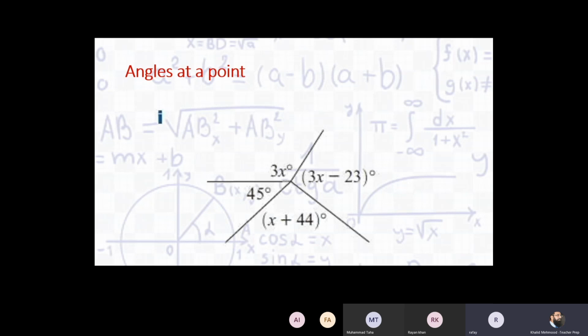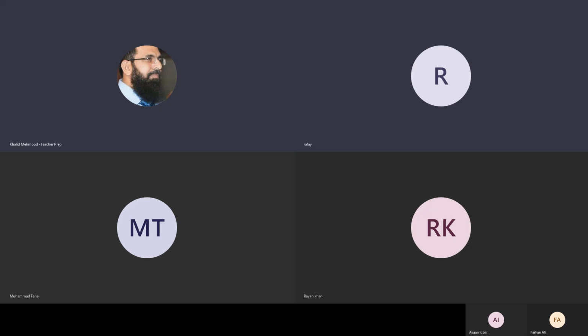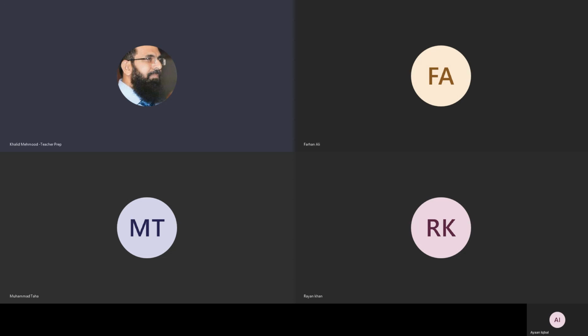So we'll be solving as we have done previously. We'll add them all, and we say that this is equal to 360. We'll say that this all makes 360 degrees. So we'll be adding them all: 3x plus 3x minus 23 plus x plus 44 plus 45 is equal to 360. So we'll be solving this problem, and you can solve it individually. You can do it by yourself. Okay, so try to do it.